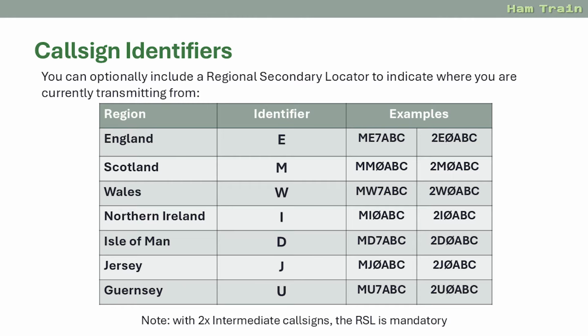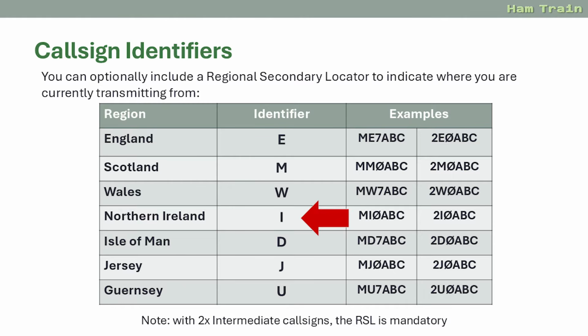Let's look at Scotland, and again these are optional. You can optionally use the letter M when you are transmitting from Scotland. The easy way of remembering the M is Muck, which is very common for Scottish names. So as an example, a full licence holder in Scotland would be MM0ABC, or intermediate 2M0ABC. In Wales, the regional secondary locator is W. So for example, Foundation MW7ABC, or intermediate 2W0ABC.